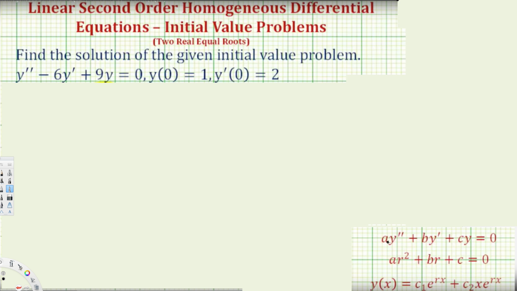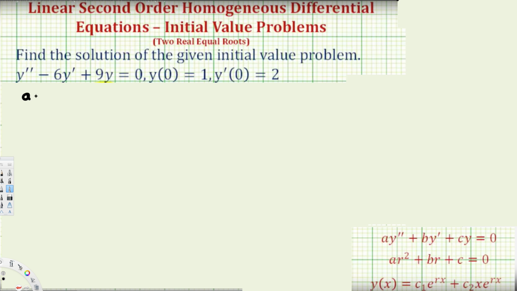This is a linear second order differential equation with constant coefficient, and when we have a linear second order differential equation with constant coefficient, we can use this characteristic equation to find out the real roots. Now let's see what we can get from this one.